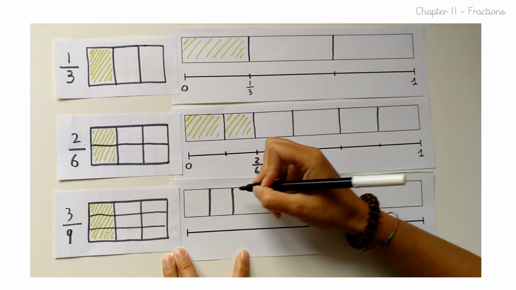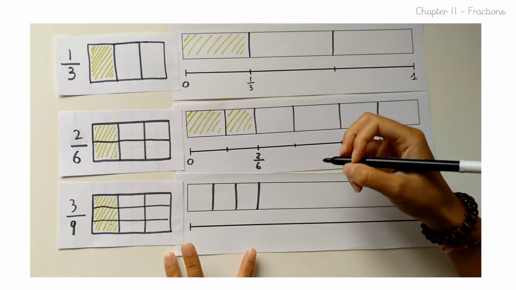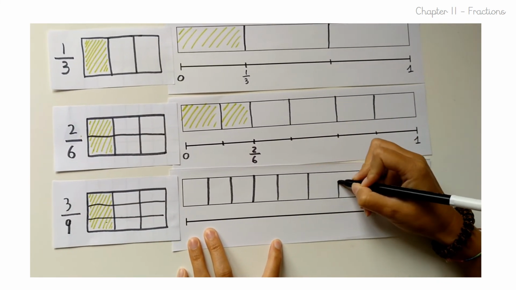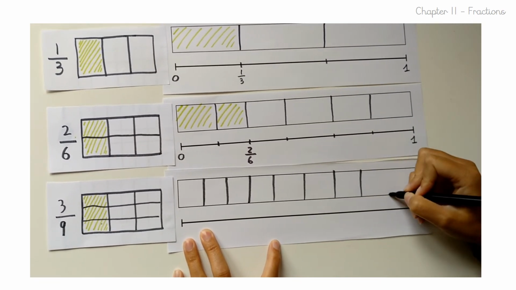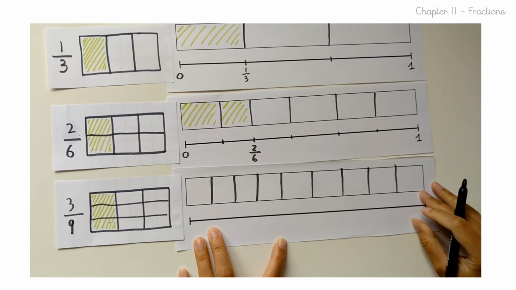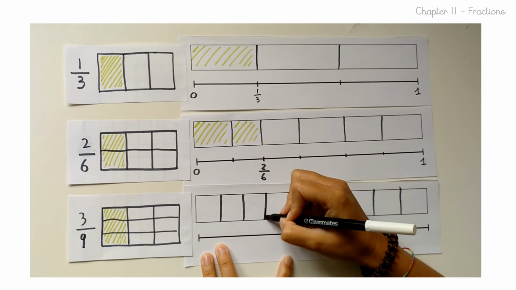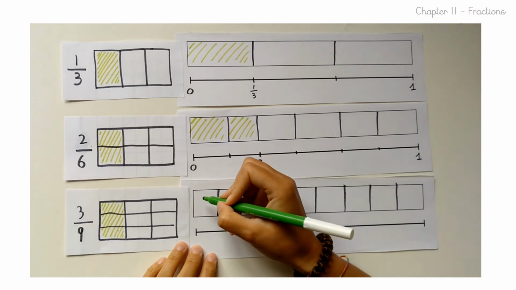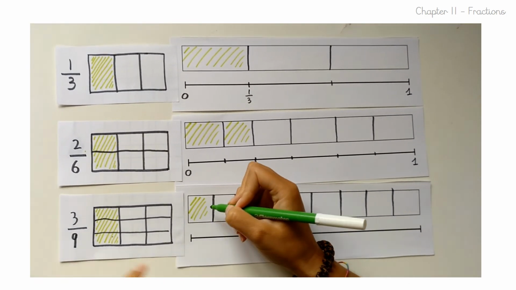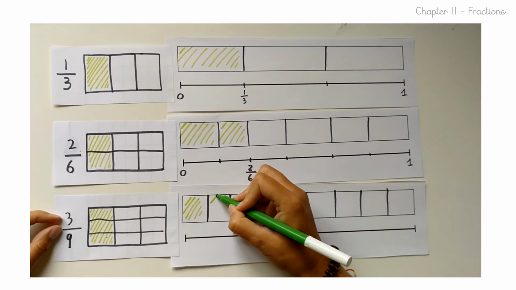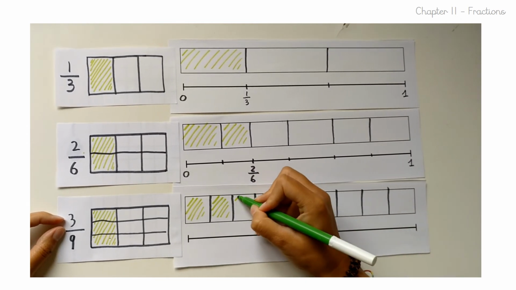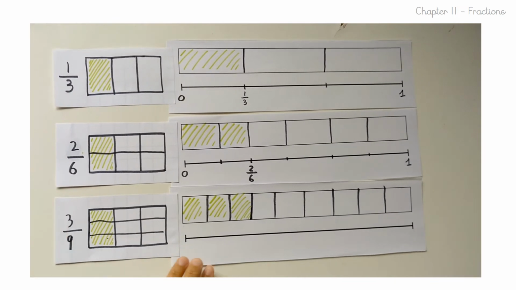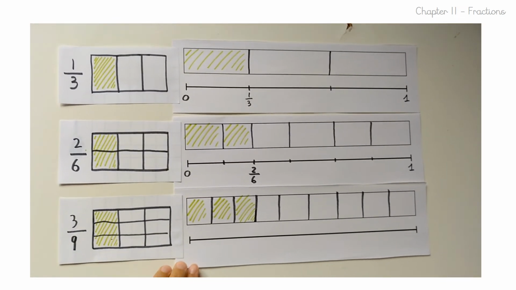1, 2, 3, 4, 5, 6, 7, 8, and 9. Okay, so now I need to shade how many parts? 3. 3 out of 9 because my numerator is telling me 1, 2, and 3. And I need to label my number line.